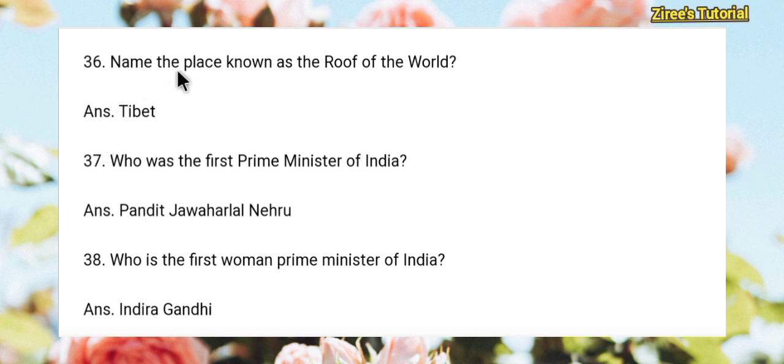Name the place known as the roof of the world. Answer is Tibet. Who was the first Prime Minister of India? Answer is Pandit Jawaharlal Nehru. Who is the first woman Prime Minister of India? Answer is Srimati Indira Gandhi.